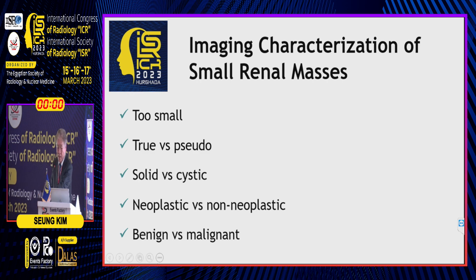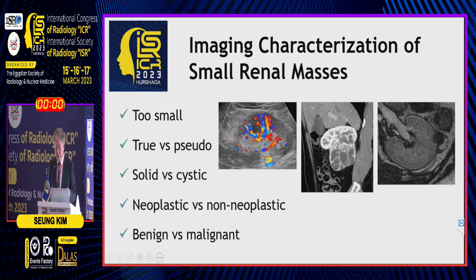So in this talk, I shared my experience of difficult problems in imaging characterization of small renal masses. Usually, the problem is that the mass is too small. We have difficulty with true versus pseudo, solid versus cystic, neoplastic versus non-neoplastic, and benign versus malignant. We usually solve that problem with imaging: ultrasound, CT, MRI. Thank you very much for your kind attention.